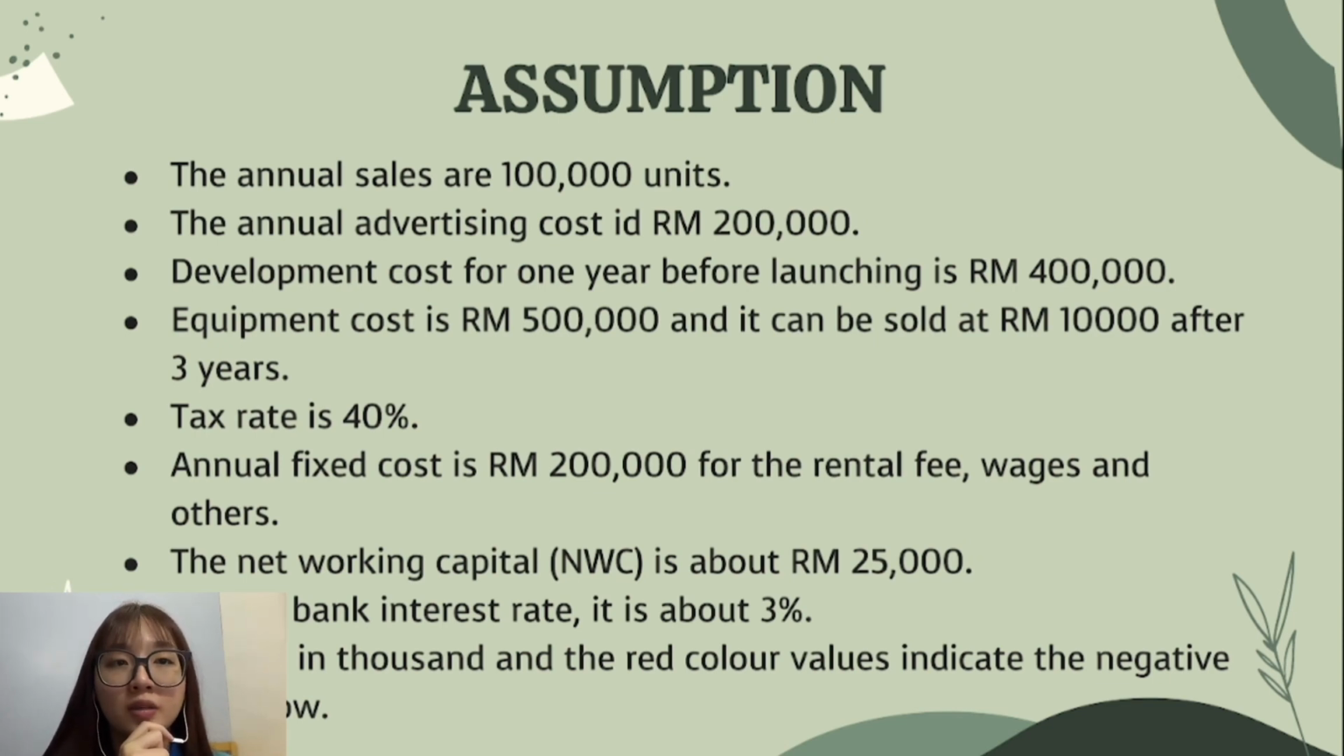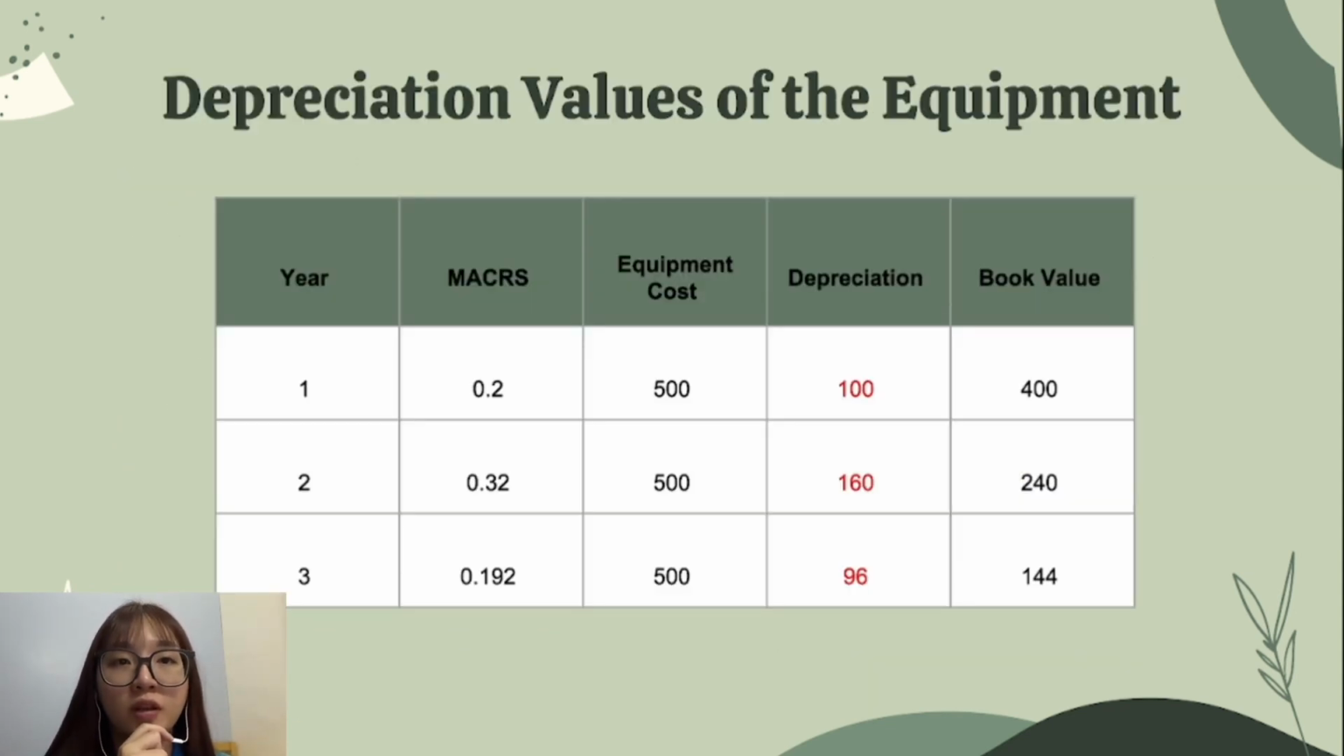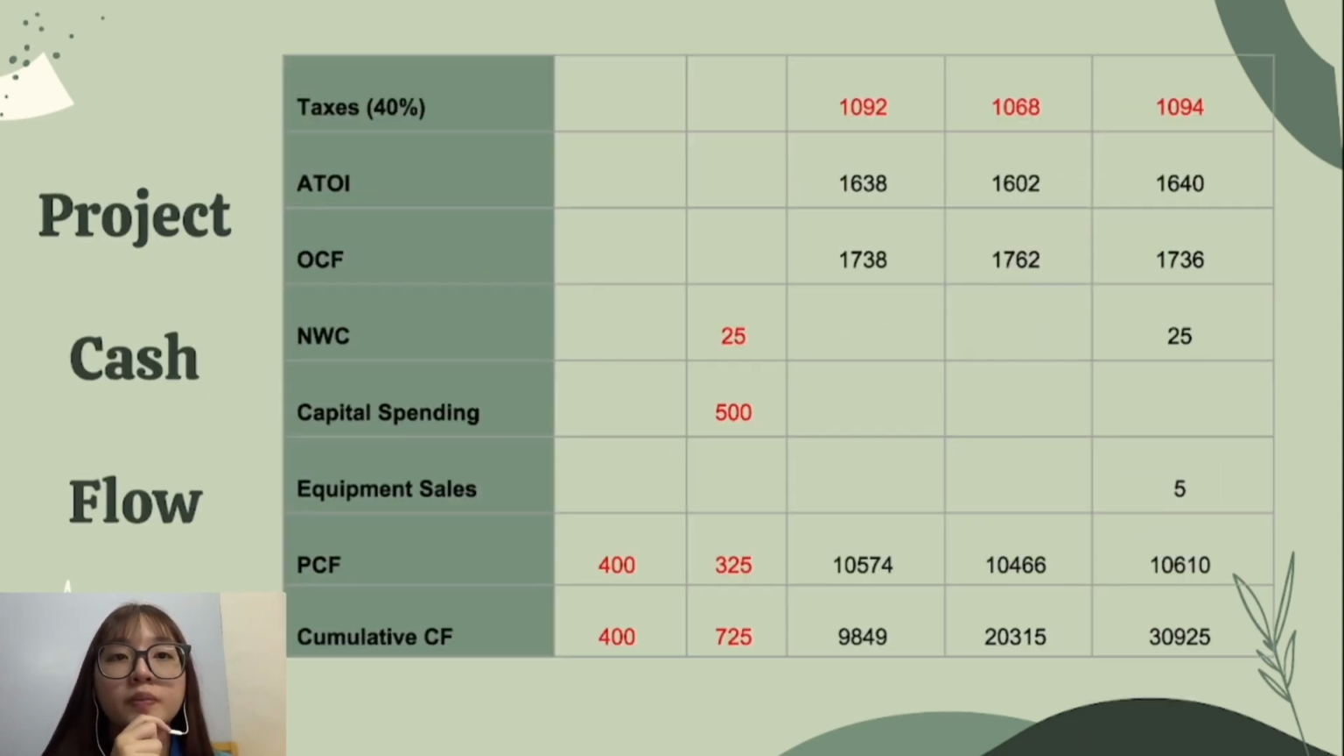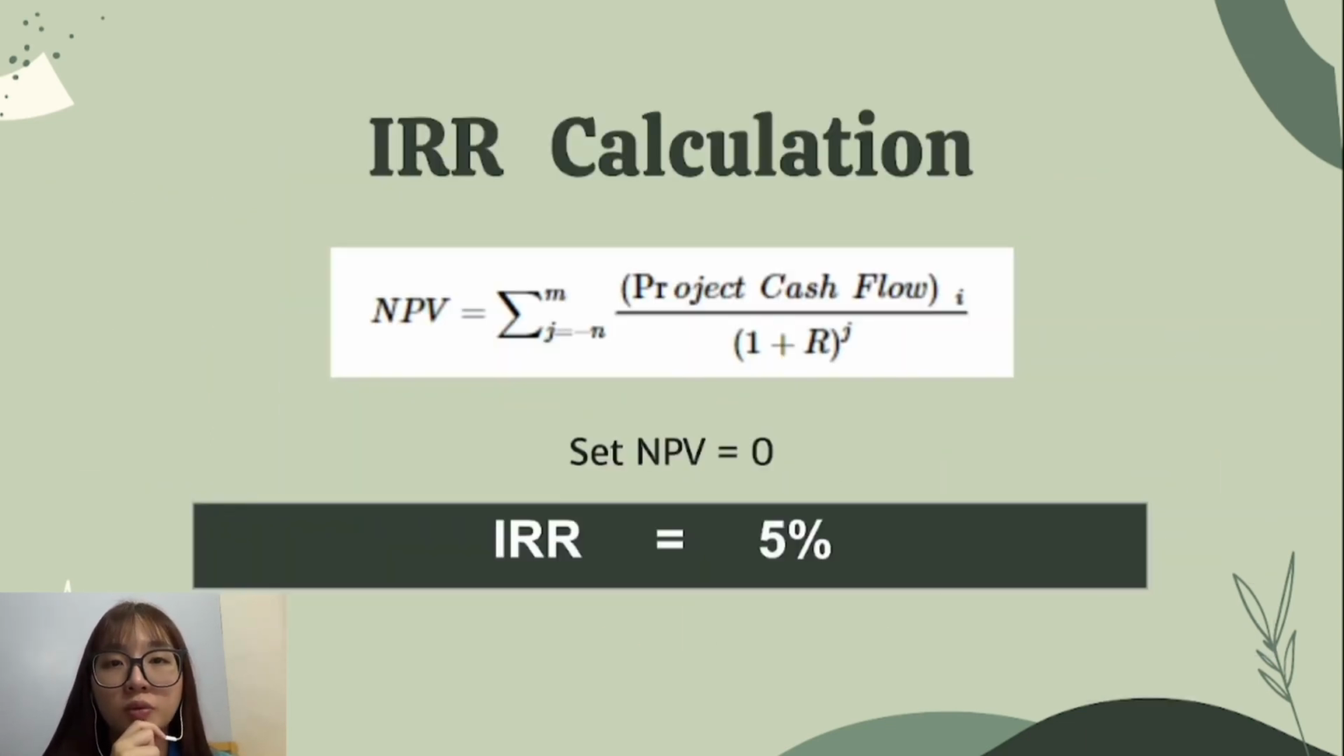The RM in thousand, and the red color values indicate the negative cash flow. This is the depreciation values for the equipment, and this shows the project cash flow. By using this equation, the rate of return can be calculated by setting the NPV value equal to 0. IRR is 5% that greater than the bank interest rate, and thus this project can be carried out.